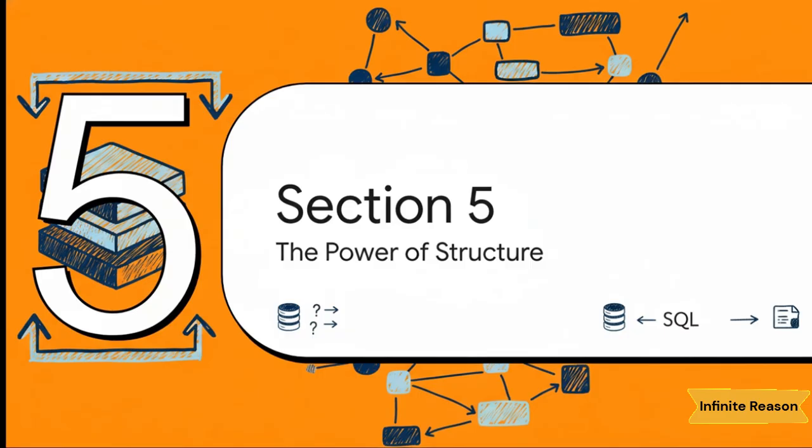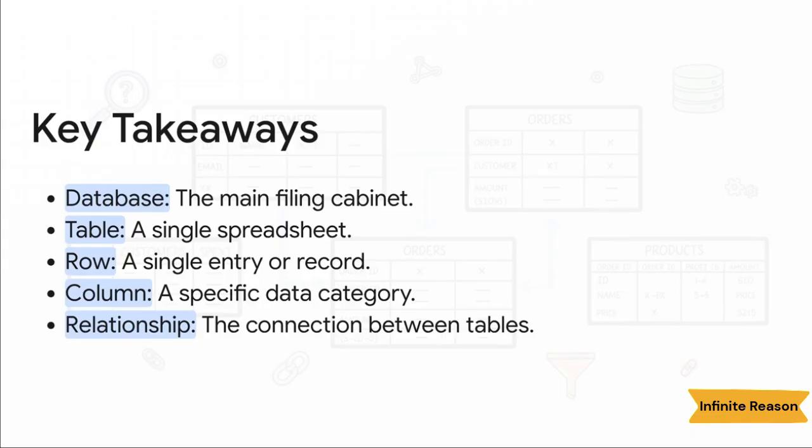So let's wrap this up. Why is this structured approach so powerful? Because it guarantees your data is good. By having these strict rules for what goes where, the information stays clean, consistent, and reliable. And that makes everything incredibly fast and efficient, which is exactly what you need when you're managing millions of users or products. So let's quickly recap the 5 key ideas.